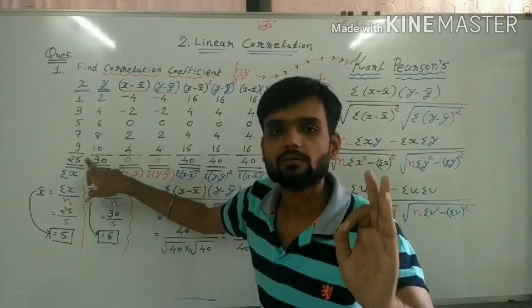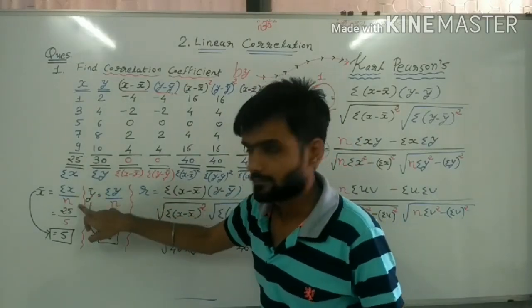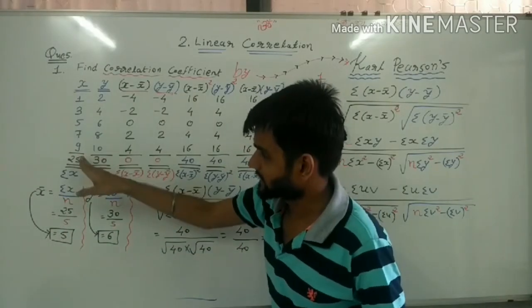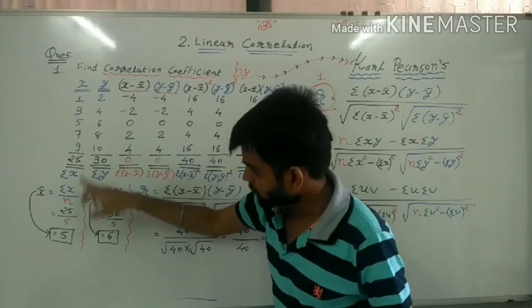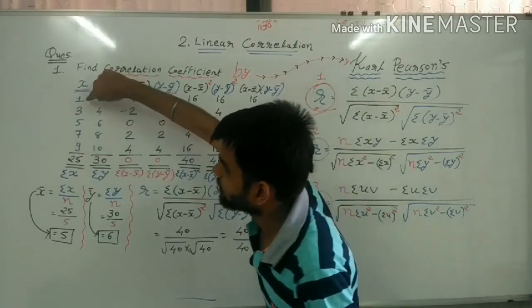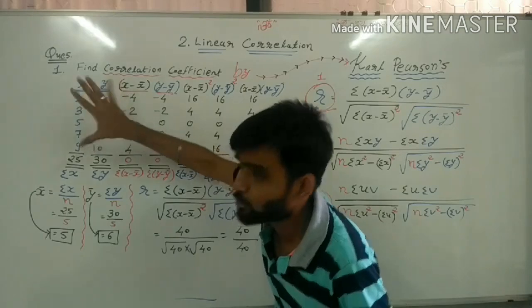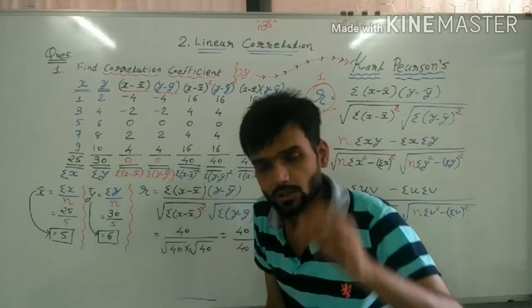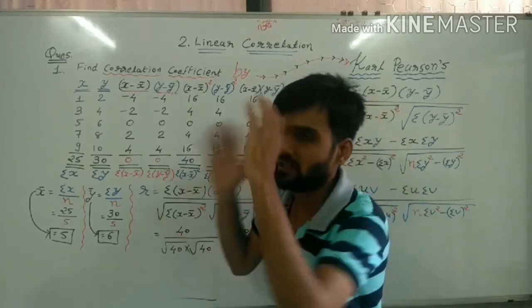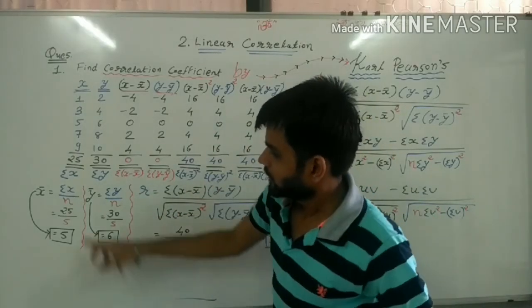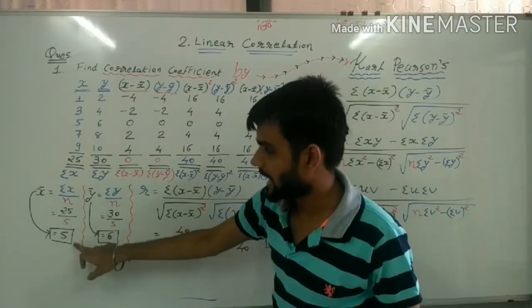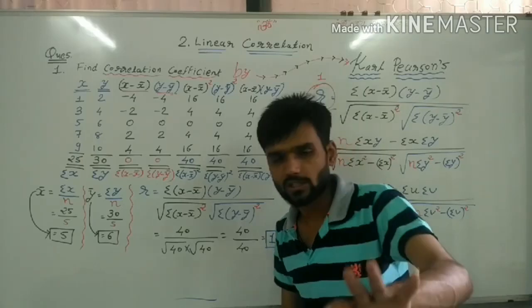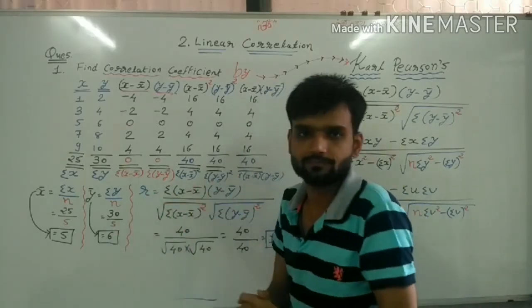We need x bar, so here the formula is given. X bar is equal to sigma x upon n. Total of x is 25. Number of observations means n: 1, 2, 3, 4 and 5. Here 5 observations are given, that's why we divide by 5. The number of observations is called n. Now 25 upon 5, we get the answer 5. It is called x bar. So first, we have already found x bar.